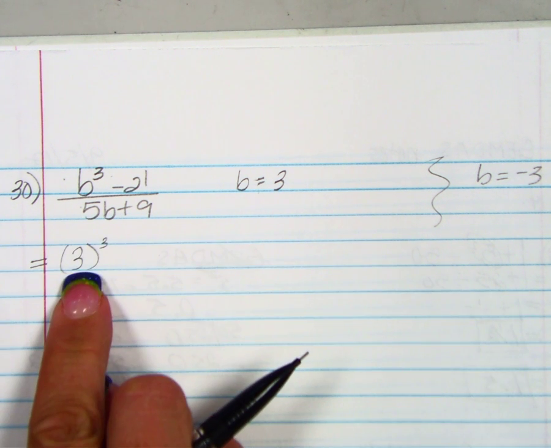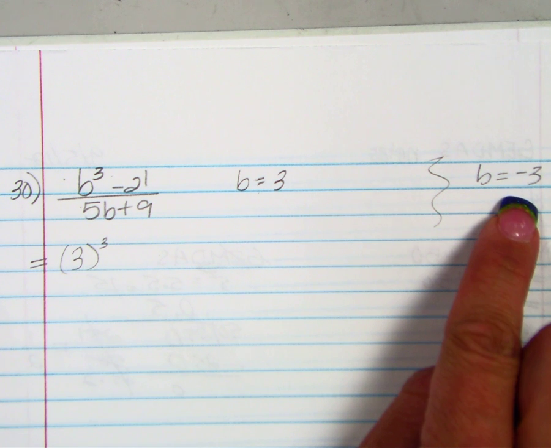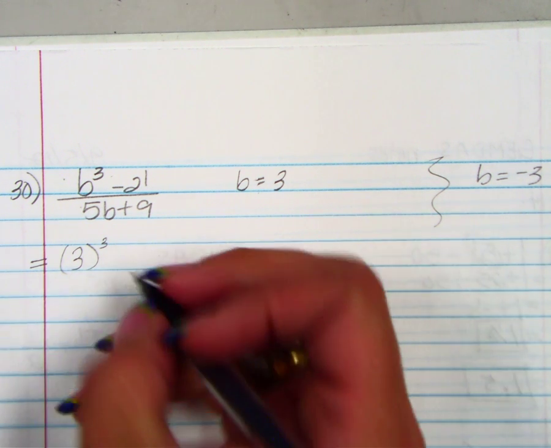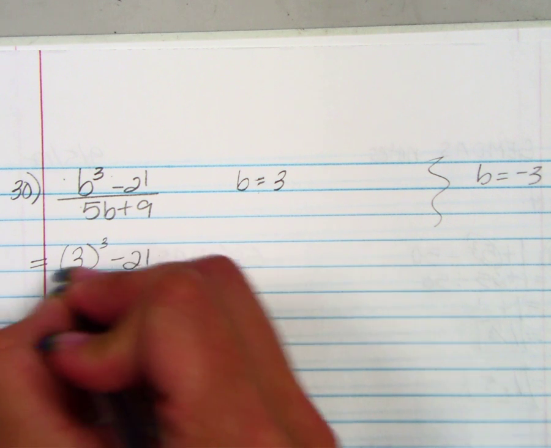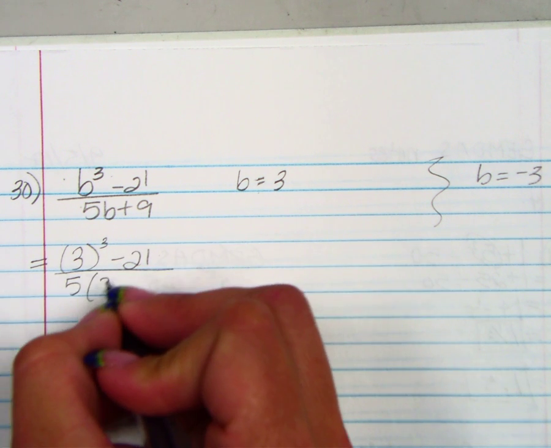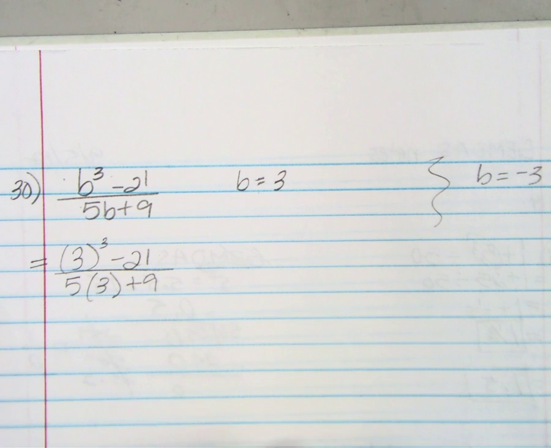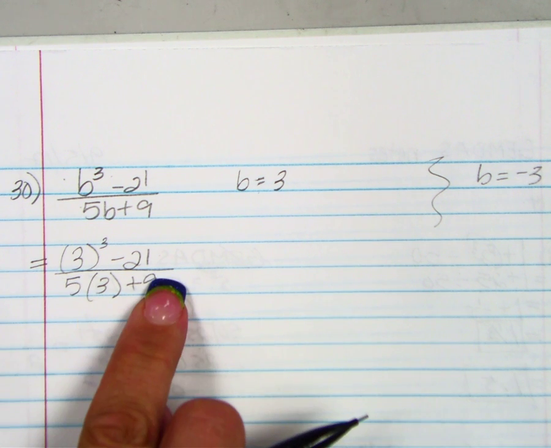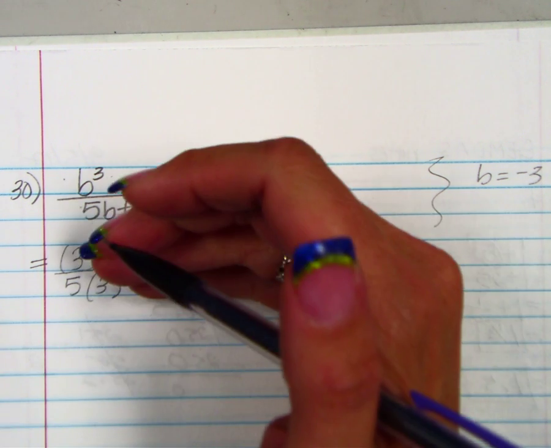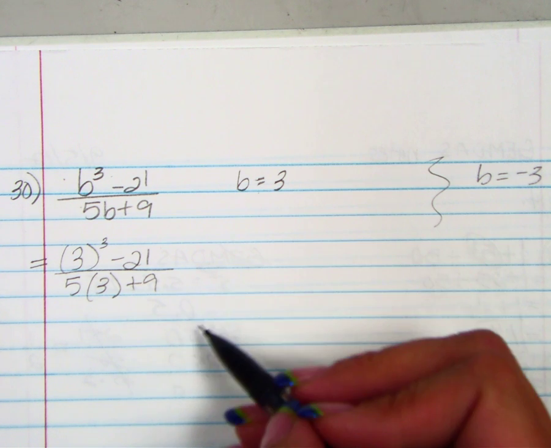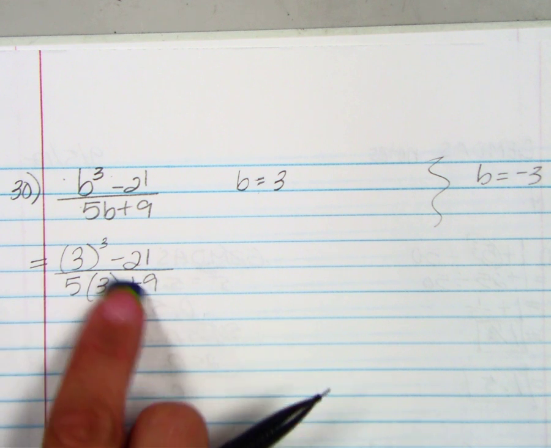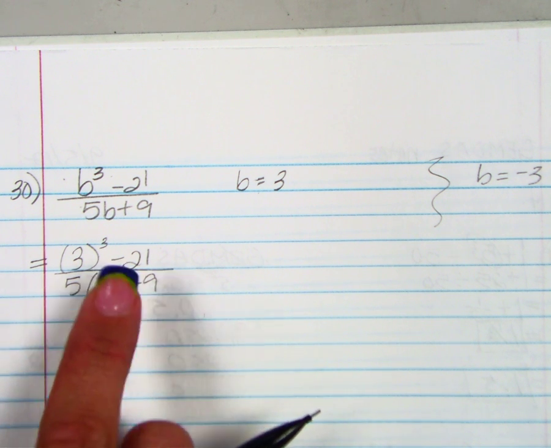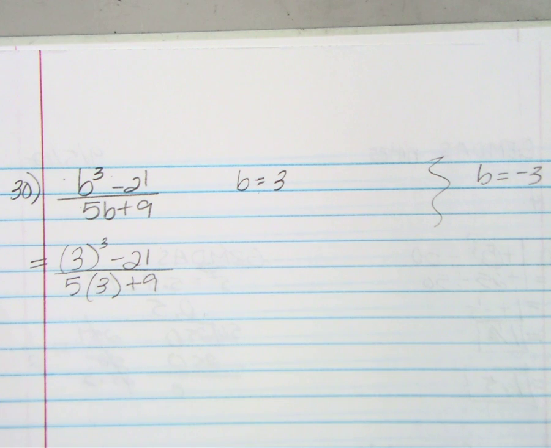And notice I put the parentheses because that's really going to help me when I plug in some sort of a negative number. So I'm going to put my 3 in parentheses, it's to the 3rd power minus 21, all over 5 times that 3 plus 9. Now, a fraction bar is essentially a grouping symbol as well. You have to solve everything on the numerator before you can solve the stuff on the denominator. You cannot start canceling things out unless it's all multiplication, but we have addition and subtraction signs, so we need to treat the numerator as its own thing.